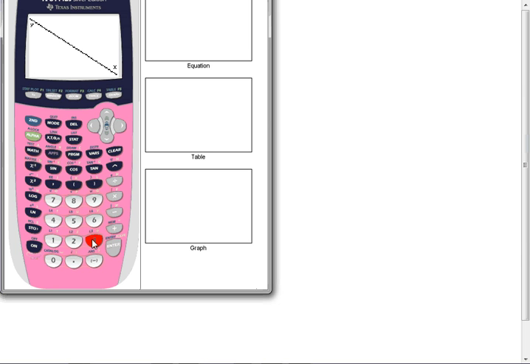Weird, I didn't have this happen before. Trace. Oh, guess what? I got too far away, didn't I? Let's look at my window. That's the problem. X max, I want to be at over 1. I didn't zoom too much. Well, I did. I got off.